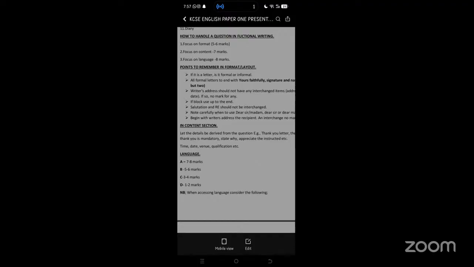Then we are saying, if block, use up to the end. Let me explain this. Nowadays, we are encouraging people to use the block format. Unajua block format ni gani? I hope I have a document here. I have something here with a block format. When you're looking at the examples, I hope we'll come across a block format. Ni ile, everything inaanzia on the left margin. Is that left or right?